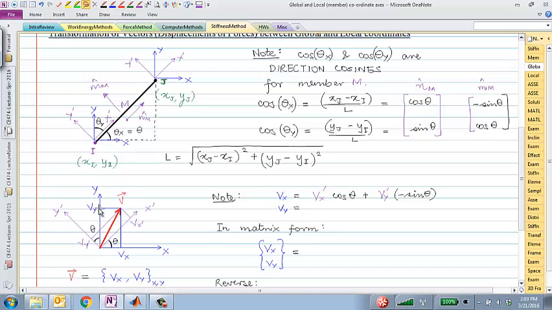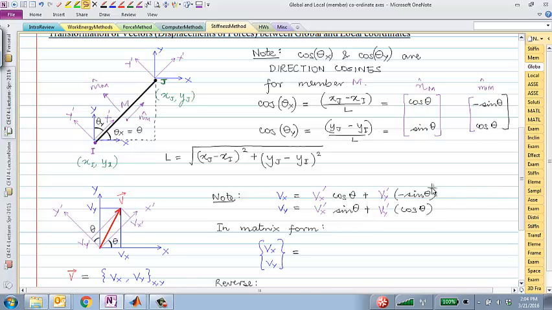For vy, I'll have to take the y component of vx prime. So I'll write that as vx prime sine theta plus vy prime cosine theta. Okay, because for the y direction, both vx prime and vy prime are contributing positively. So there's not a negative sign here.